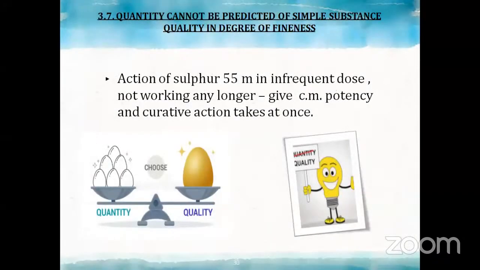And next is, quantity cannot be predicated of simple substance, but quality in degree of fineness. You can see, like the action of Sulphur 55, as given in Kent, in infrequent dose is not working any longer, then you can give the CM potency and curative action will take place. So the quantity is not to be looked at. You have to look at the quality, and that quality is shown through the degree of fineness.